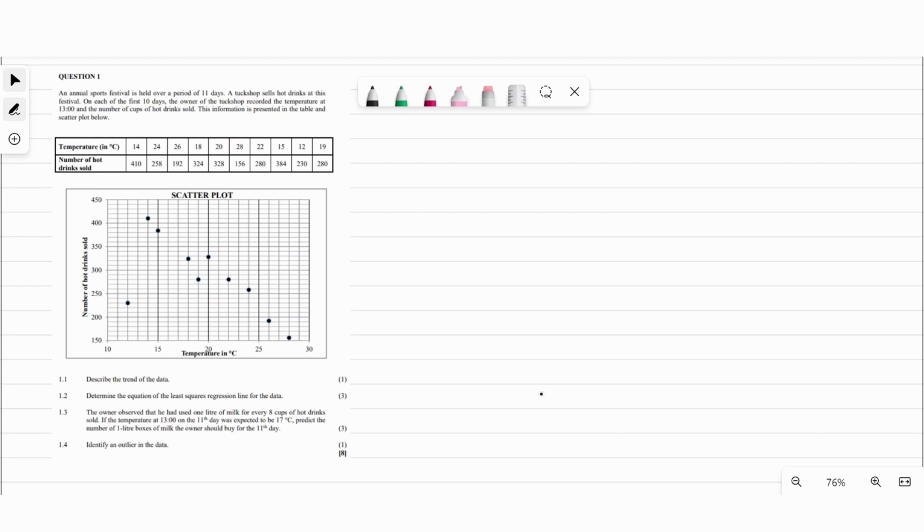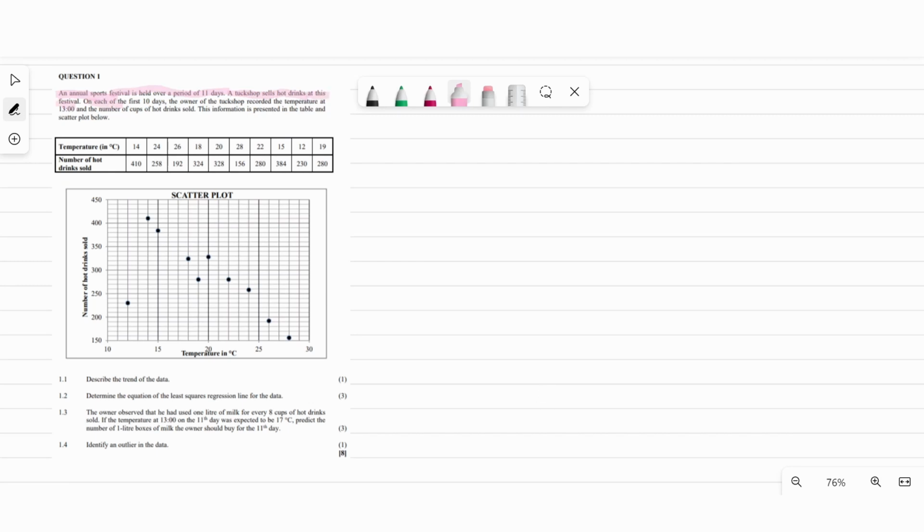So now let's start with paper 2, which is statistics, and the questions we're going to do are question 1 and question 2. So let's start. It says an annual sport festival is held over a period of 11 days. A tech shop sells hot drinks at this festival.